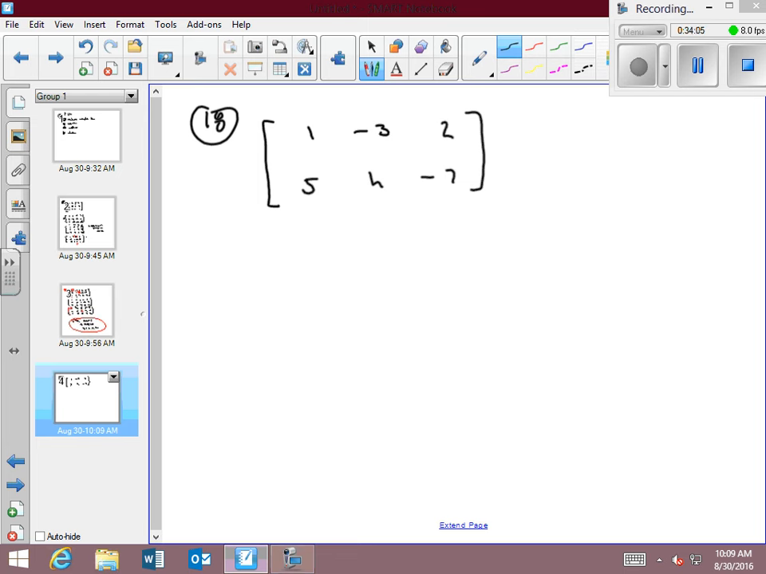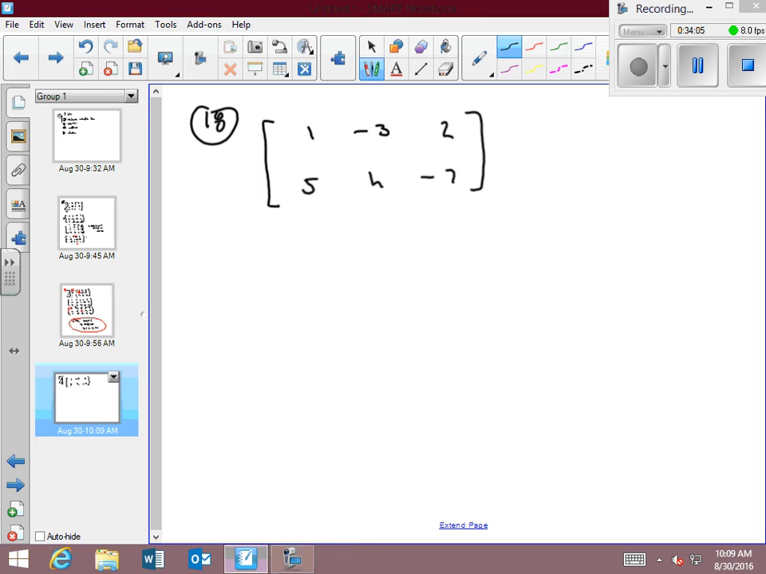All right, so 20. I'm going to do 20, but it says, in exercises 19 to 20, choose H and K such that the system has, number 1, no solution, number 2, a unique solution, and number 3, many solutions.